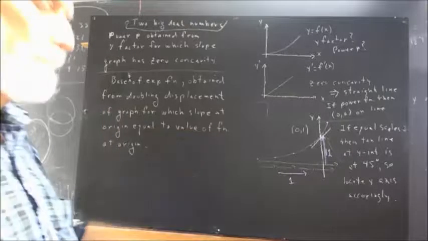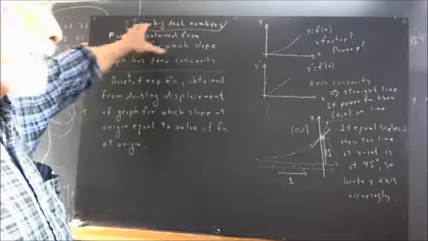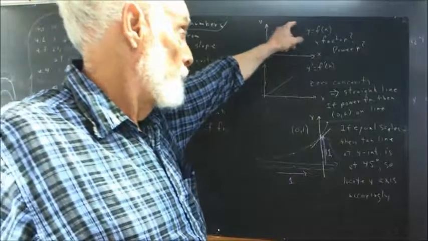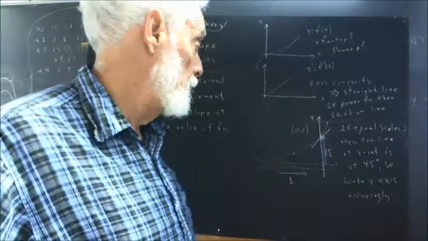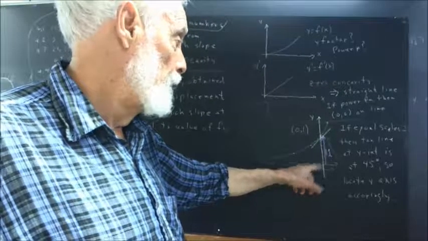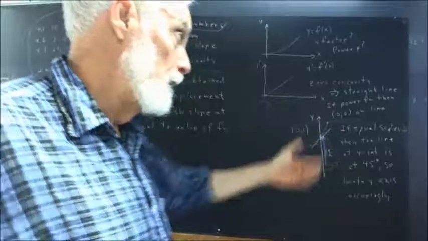So, again, our two big deal numbers. We want to figure out the y factor up here and use that to find the power p. We want to figure out, as best we can, the doubling displacement here so that we can figure out the base of the function.